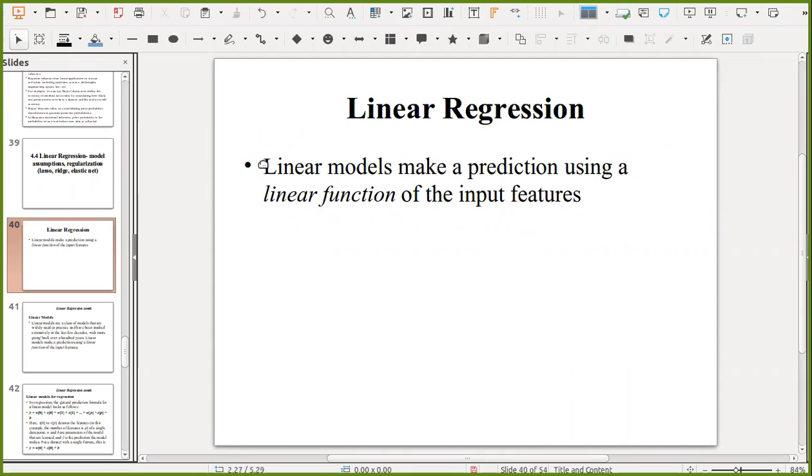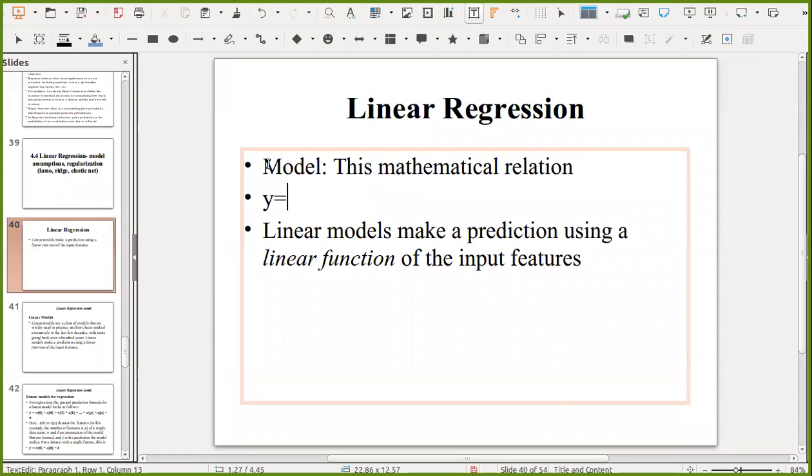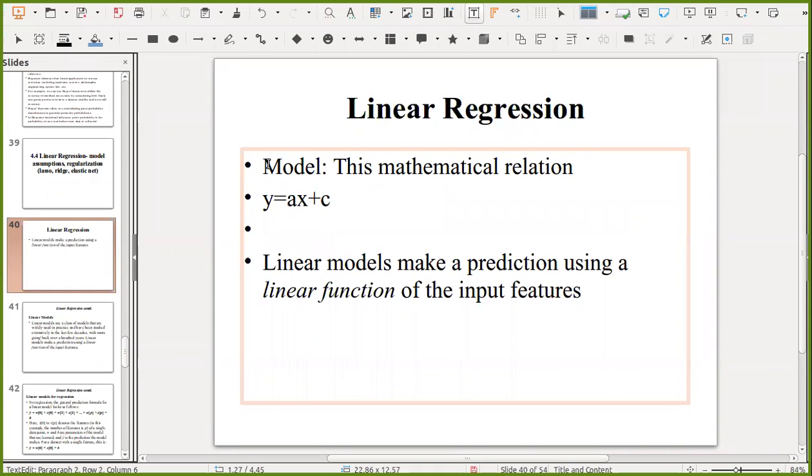Before that, let us see what is meant by a model. This word we have frequently come across in this chapter. A model is a mathematical relation which shows the relationship between the attributes or data values. For example, if I say y equals ax plus c, this is my formula. Consider a equal to 4, a positive value, and c equal to a constant 7.